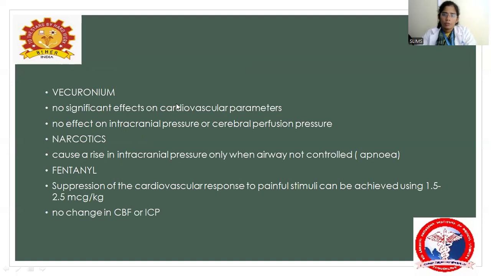Vecuronium has no significant effect on cardiovascular parameters, and no effect on intracranial pressure or cerebral perfusion pressure. Narcotics will cause an increase in the intracranial pressure only when the airway is not controlled, that is when apnea occurs. Okay. So what will happen if apnea occurs? Airway pressure will increase. As a result of this, cerebral venous drainage will decrease. So intracranial pressure will increase.